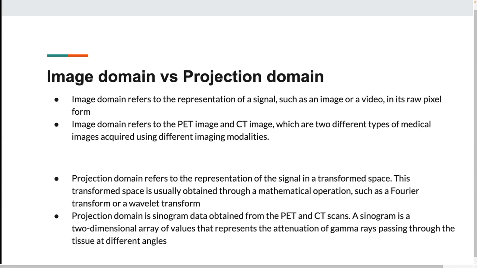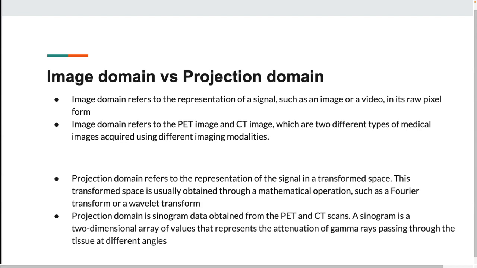On the other hand, the projection domain refers to the representation of signals in a transformed space. This transformed space is usually obtained through a mathematical operation such as a Fourier transform or wavelet transform. The projection domain is the sinogram data obtained from the PET and CT scans. A sinogram is a 2-dimensional array of values that represent the attenuation of the gamma rays passing through the tissue at different angles.